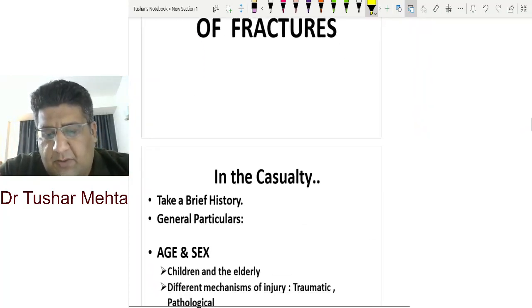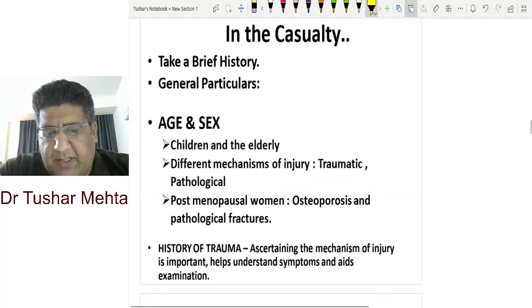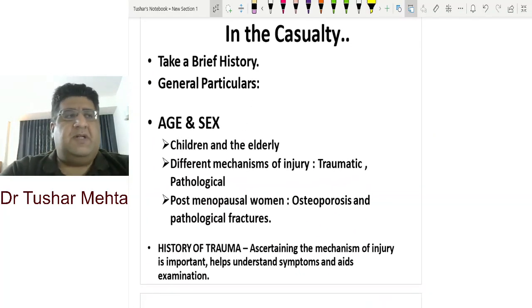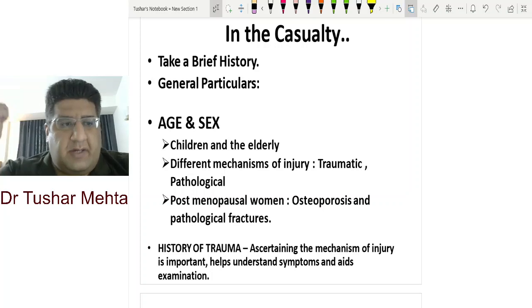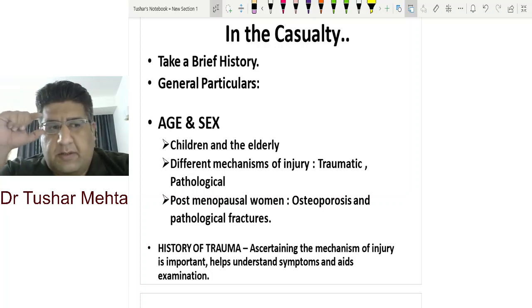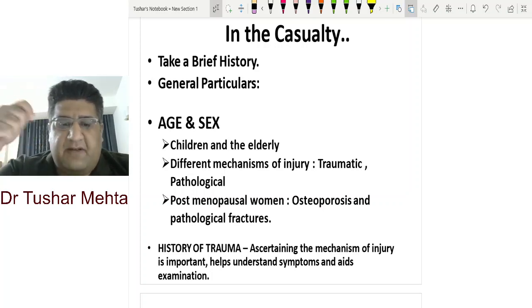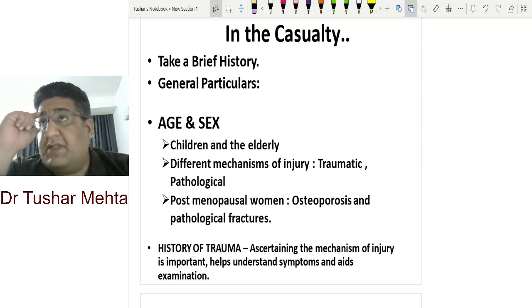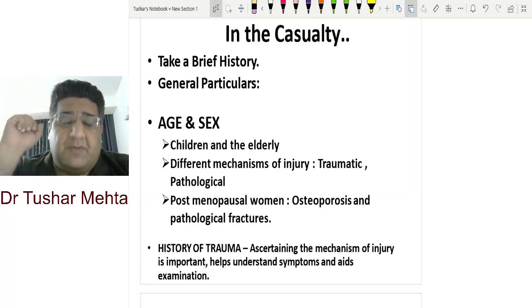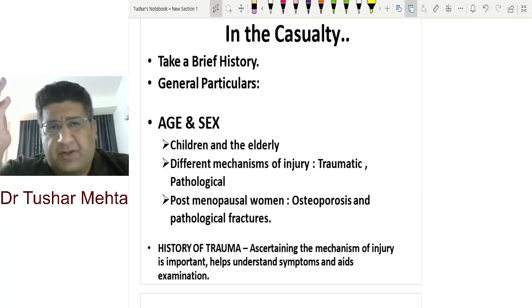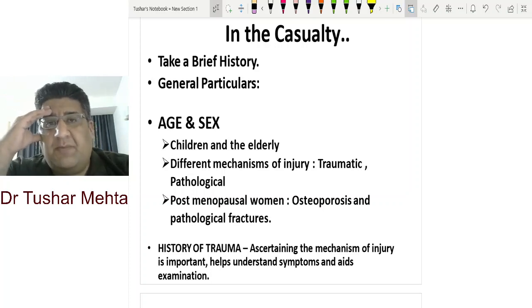Guys, how do fractures present clinically? See, it doesn't matter how they present clinically; what matters is how aware you are to identify or distinguish a fracture. First, the moment you see a fracture in the casualty, of course you have to take a brief history. How did this happen? When did this happen? Where did this happen? How will give you an insight into whether it is a crushing injury, a direct blow, a twisting trauma, or an avulsion injury.